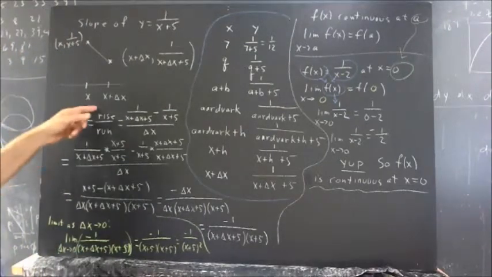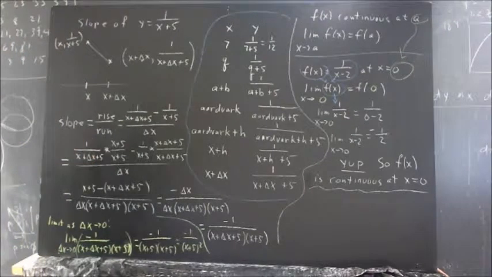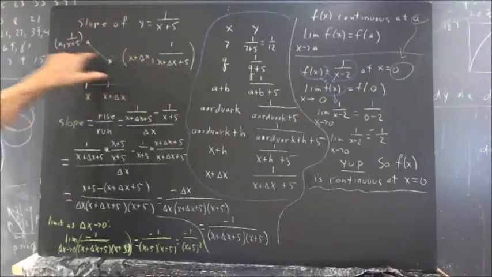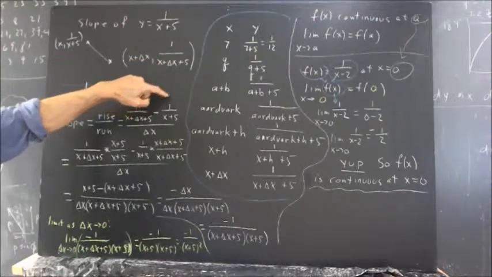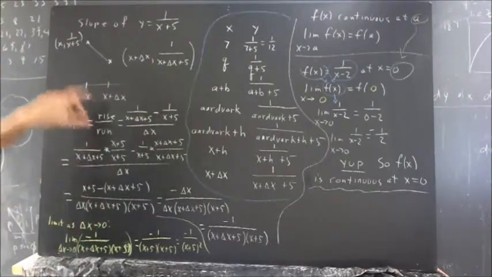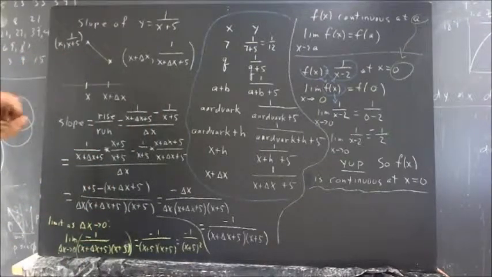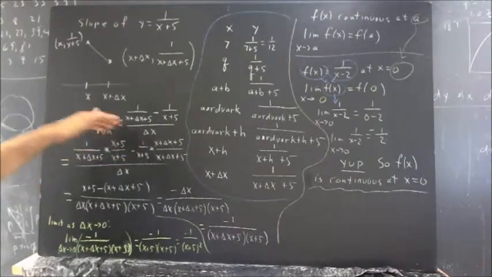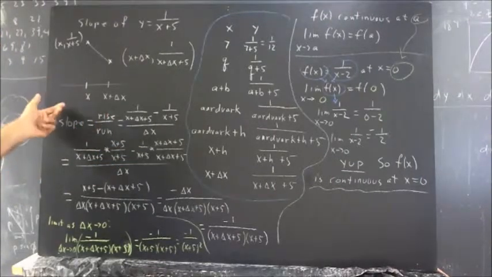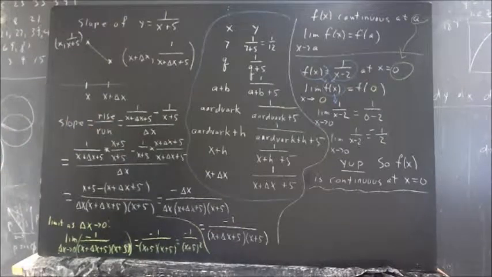The slope, rise over run. Well, the rise is the y coordinate minus the y coordinate: 1 over x plus delta x plus 5 minus 1 over x plus 5, the y coordinate here. And the x coordinate changes by delta x. It's going to be x plus delta x minus x. That just simplifies to delta x.